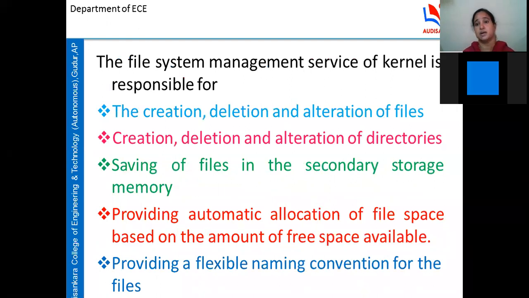So the kernel of the file system management is responsible for creation of the file, deletion of the file, or alteration of the content of the file. The file may contain several pieces of information, right? Altering the information related to the file. Okay, and creation, deletion, and alteration of the directories. And creation, deletion, alteration of the files and directories, saving of the files in the secondary storage memory, and providing the automatic allocation of the file space.